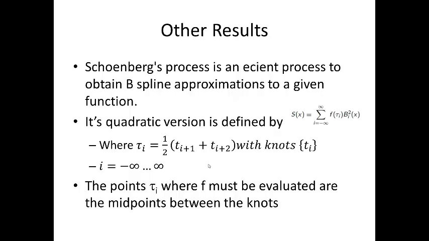Some other results in the section. Schoenberg's process is an efficient process to obtain B-spline approximations to a given function, and its quadratic version is defined by s of x equals the sum from i equals minus infinity to infinity of f evaluated at tau sub i times B sub i 2, the quadratic version of the B-spline. The tau sub i are the halfway points between the knots, and that's where we're evaluating the function f in order to get a more efficient result.